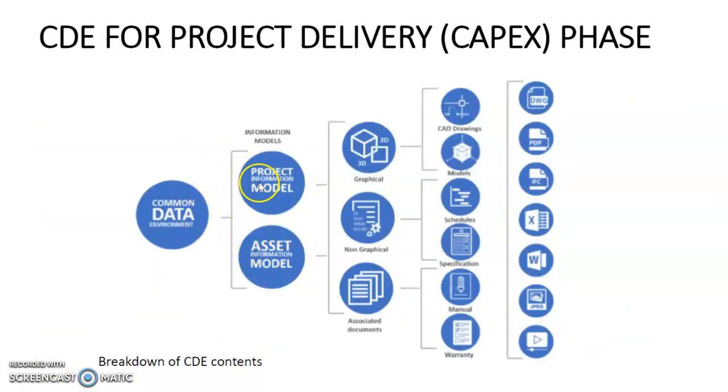This diagram shows you a breakdown of the CDE content. You have the common data environment, which actually includes the various project information models, as well as the asset information models, which will change as they get developed from the initial phase of the project right until the completion phase of the project. Within all these project information models and the asset information models, you will have both graphical data and non-graphical data as well as associated documents. And when you break them down further, it can then come in a form of 2D CAD drawings, 3D models, schedules, specifications or costings, manuals, warranties, and all these come in different file formats.